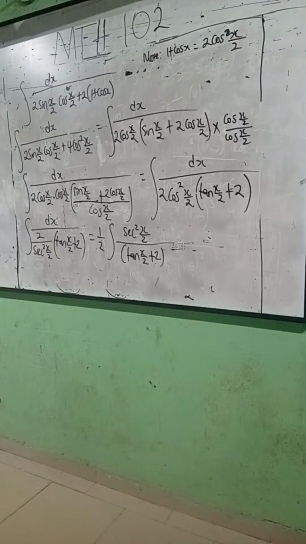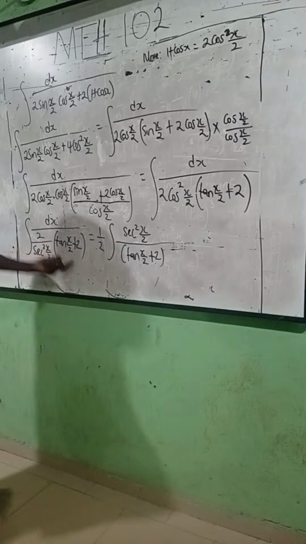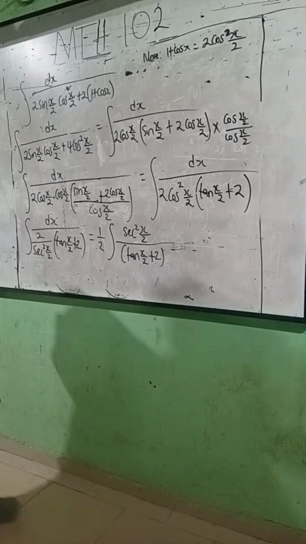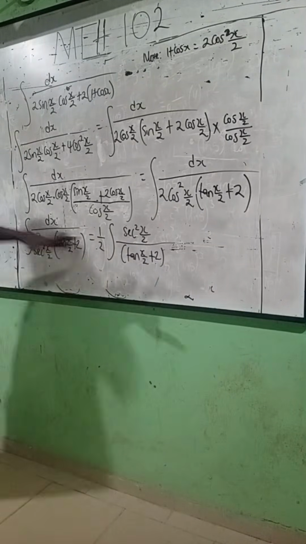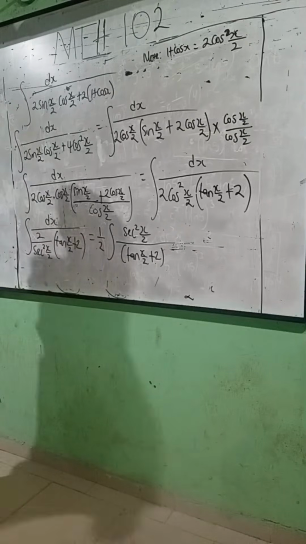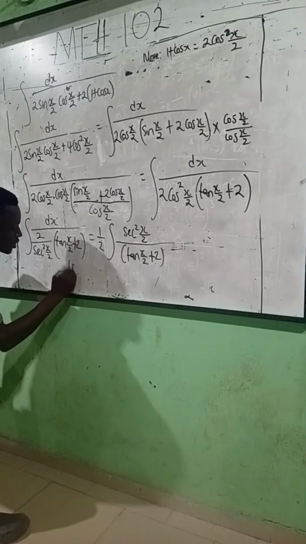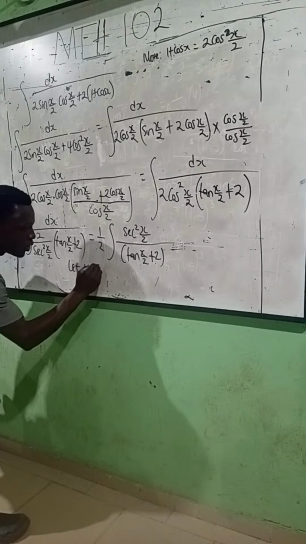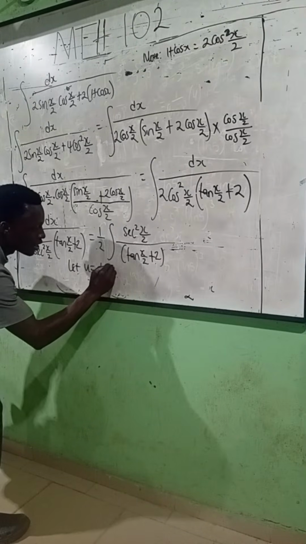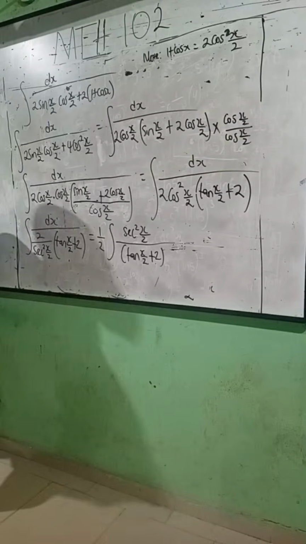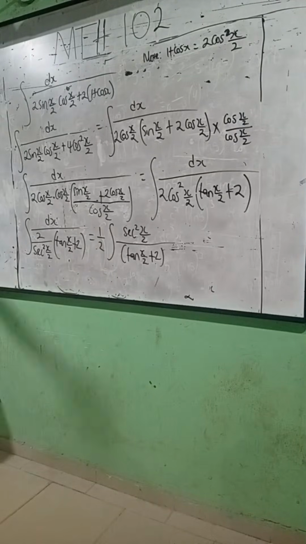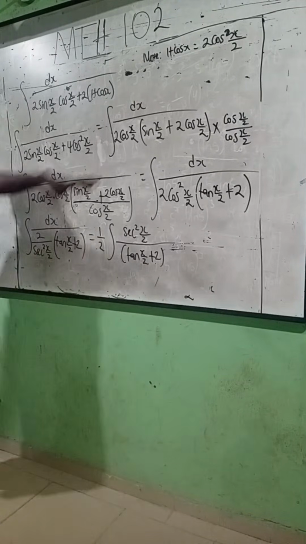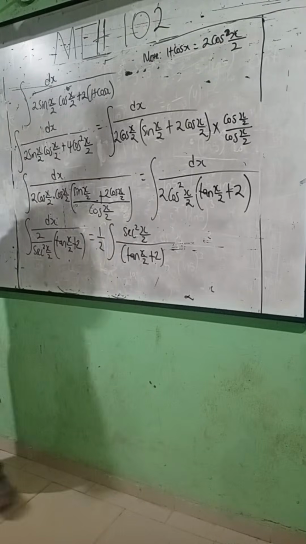So 1 over 2 times sec square x over 2. So we have this here. Now we can start to use substitution. We're almost done. Let u be what? Tan. But there's nothing to do with it. We don't even need to do that. We can just apply that formula. You know that formula that says what?